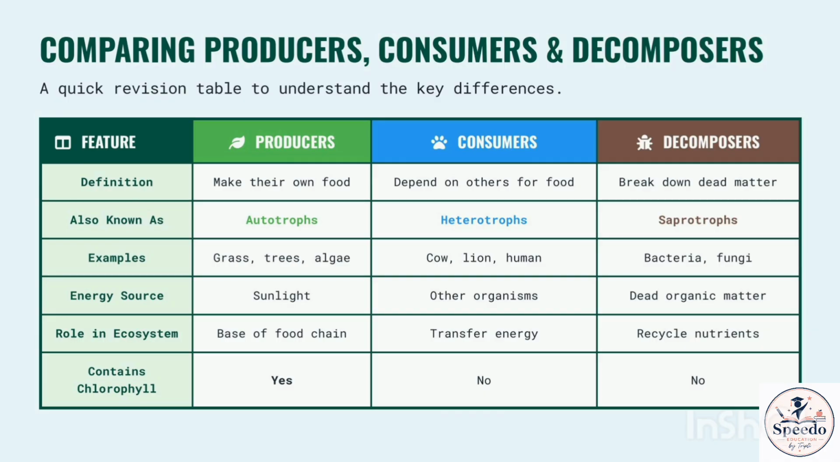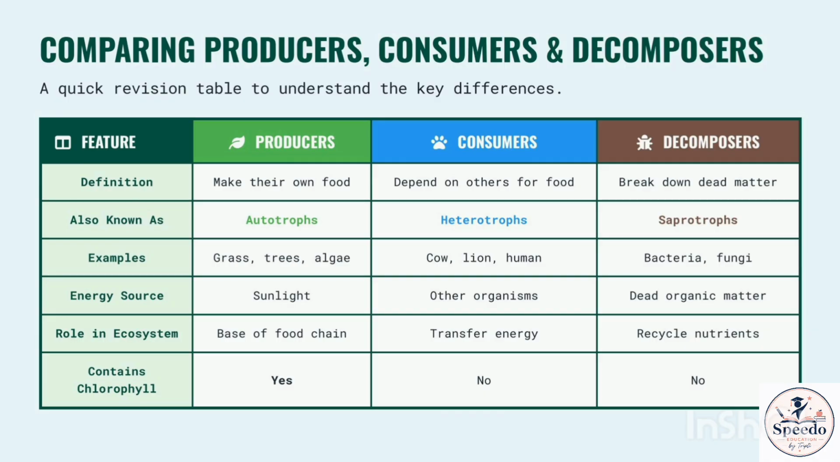Let's quickly revise today's lesson. Living organisms are classified into three main groups based on how they obtain food. Producers prepare their own food using sunlight through the process of photosynthesis. They are also known as autotrophs and form the first trophic level. Consumers cannot prepare their own food; they depend on plants or other animals for energy and are called heterotrophs. Consumers include herbivores, carnivores, omnivores, and parasites.